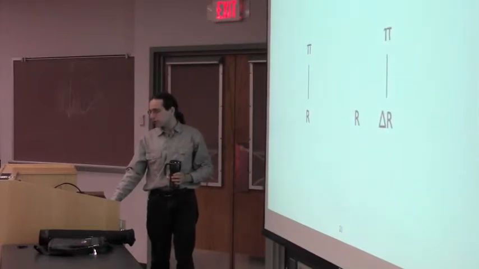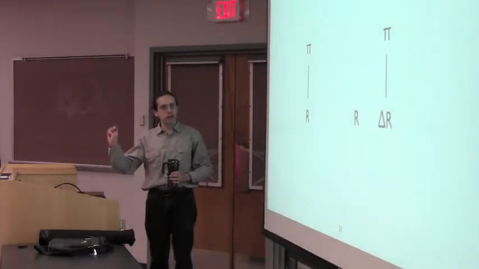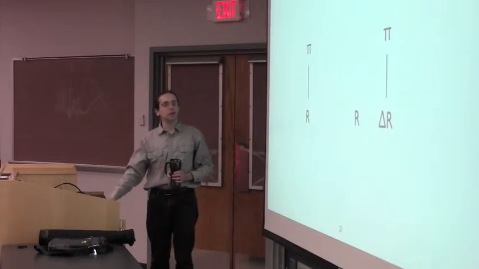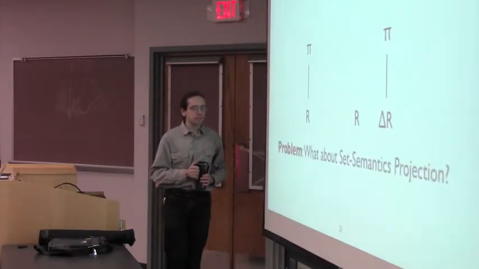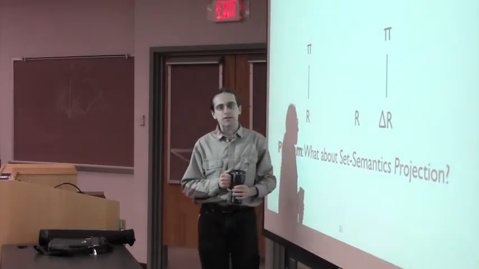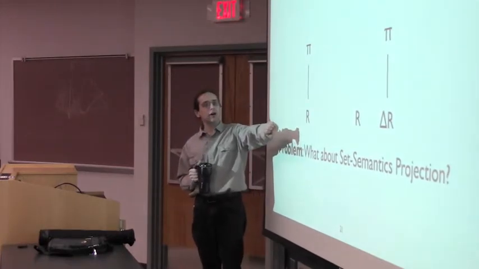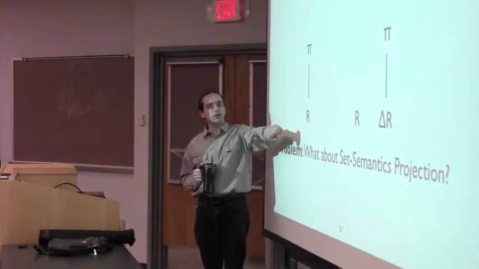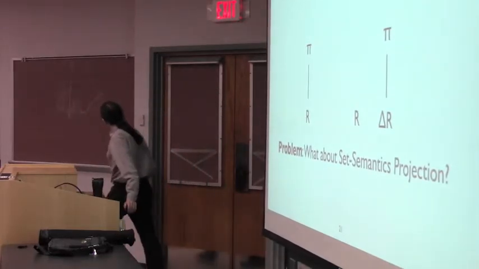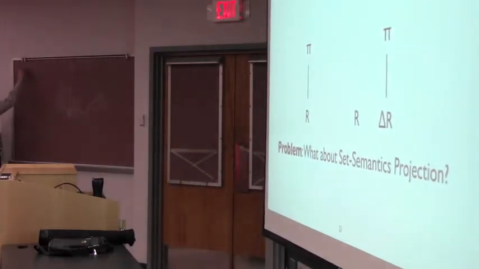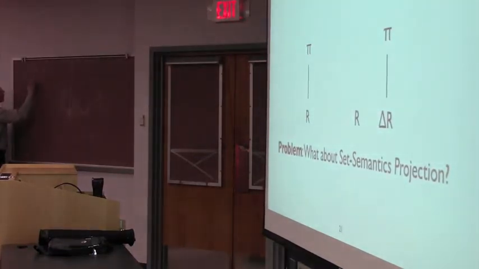What about projection? Well, that works pretty much the same way. You project the changed tuple down a little bit, and there you go. But then we have a problem. How do we deal with set semantics? So what happens if the original R contains the tuple 1, 2? The original R has 1, 2, 2, 1, 3, 1, 4.